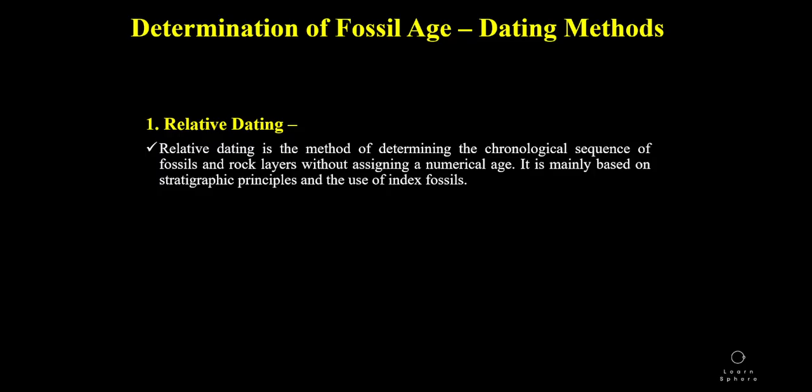So, with the help of fossils, how can we determine the age of a fossil? The method used to determine the age of any fossil is the dating method. This is a widely used method to determine fossil age. It is of two types: first is relative dating and second is absolute dating.